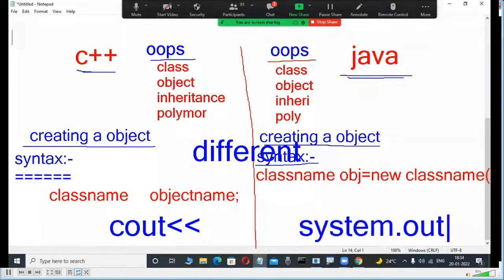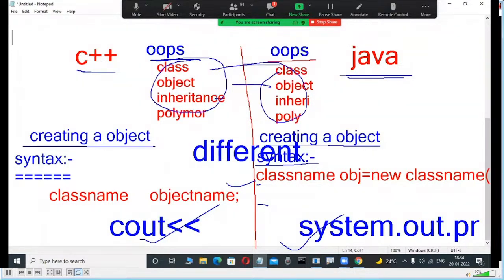System.out.println, something is there or not? Yes, here. That's why it is syntactically different. Functions are also totally different in these two object-oriented languages. But conceptually, some OOPs concepts are the same, or not? Same. OOPs concepts are the same.